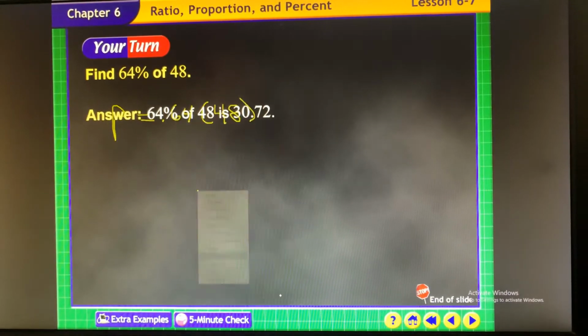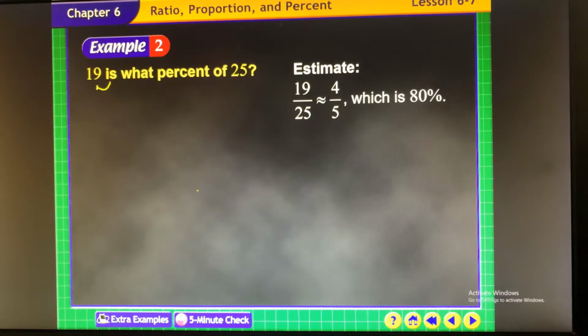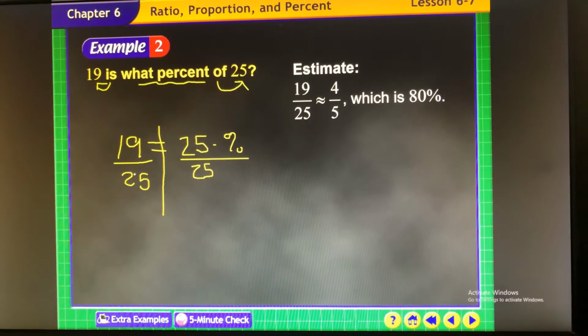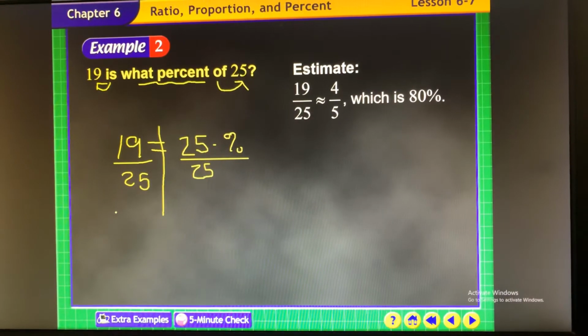Let me erase that so you can see it. So I have my is and I have my of, and I'm looking for my percent. Okay, so you got to be careful with this one. So you have part is equal to base times percent. Okay, so one-step equation, solve for your percent. So you're going to divide both sides by 25. Now, when you do 19 divided by 25, you're going to get a decimal, 76 hundredths.